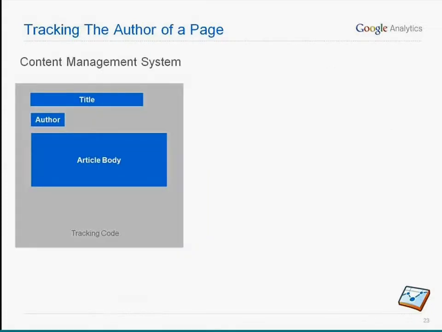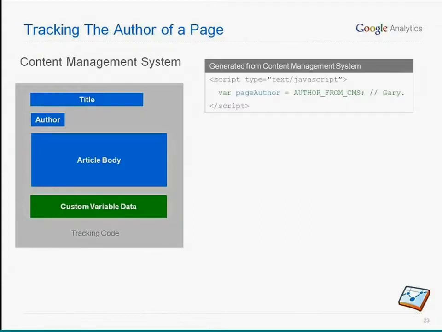So here's our content management system. To get the author into Google Analytics, we need the content management system to actually write the custom variable data to the page through the template, and then have analytics recognize that. So here's a little simple JavaScript code. What happens is this content management system will write the author name, in this case it's Gary, and assign it to a piece of JavaScript. So this script is generated from your content management system.